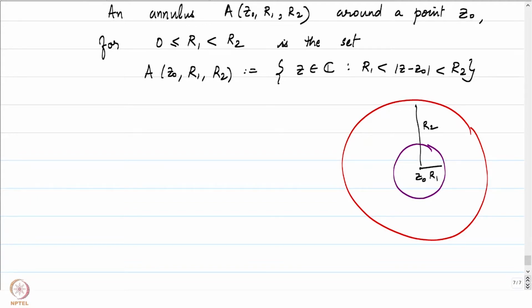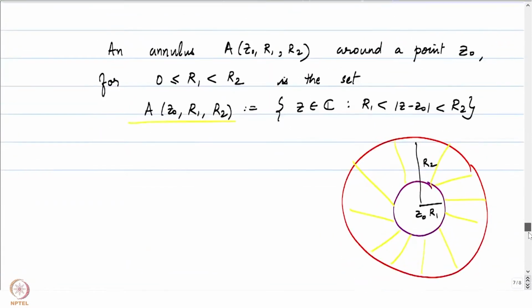And what is our region A? It is the yellow region that I am going to shade. It is the region which is bounded between these two circles. This is precisely an annulus of radius R1 and R2. If R2 is infinite, we will just end up with the set of all Z such that mod Z is greater than R1. That is the complement of the closed disk of radius R1, right?